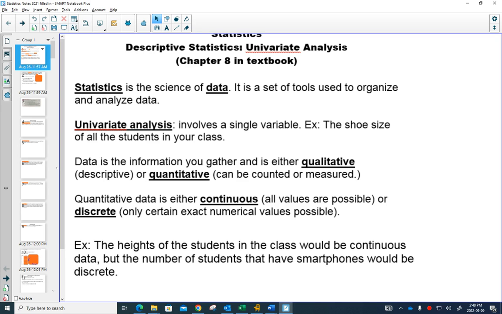So that means all the values are possible, and sometimes there's a possible range, right? You never find someone who's, oh, I'm negative 3 feet tall, right? There's some values that don't make sense. So here we got the heights being continuous, but number of students that have a smartphone, can't say 5.5 students.